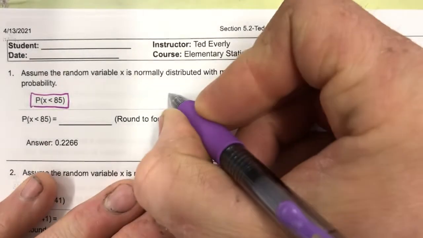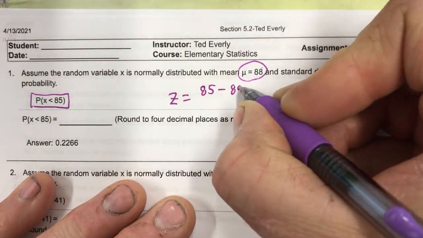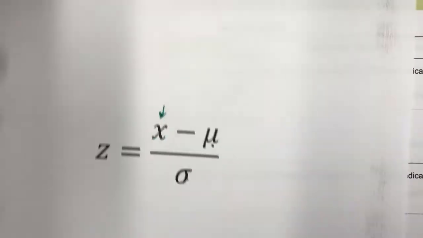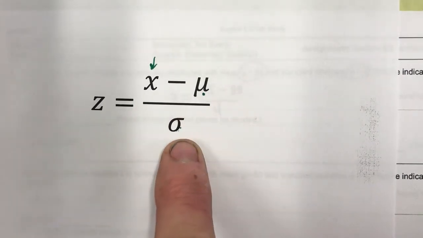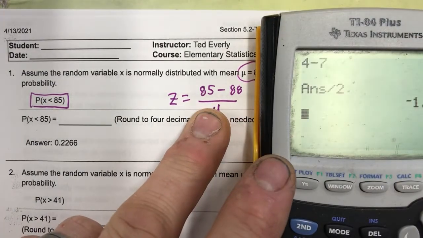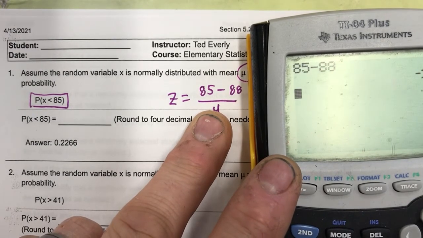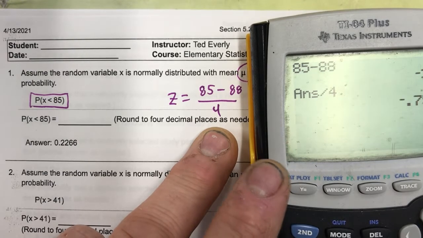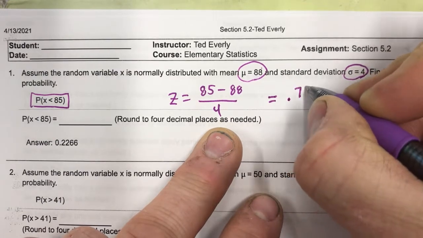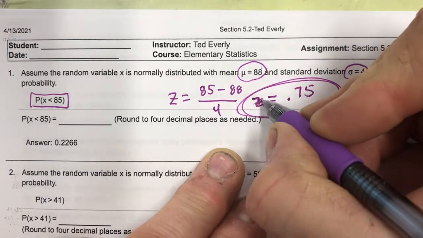Okay, that's my x. So I got to find my z-score. So my z-score is going to be that 85 minus this 88 divided by 4. That would be my z-score. Okay? Remember, this is it right here. You got to do your x minus your mu divided by your standard deviation, which is what I did right here. Okay, so I punched that in. All right. So I go 85 minus 88. That's negative 3, and then divide by 4, and that's negative 0.75. So this is going to be negative 0.75. This is my z-score. Okay, that was my z.